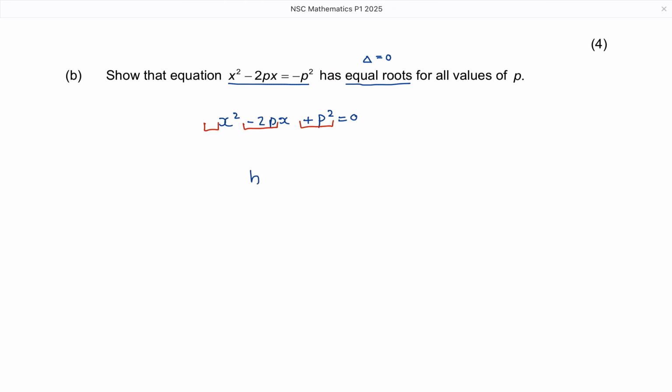We need that because delta must be equal to 0. So if you forgot what delta is, you can look at the quadratic equation on the formula sheet, and delta is the value below or underneath the square root. So now we are going to sub the values from our trinomial into delta.